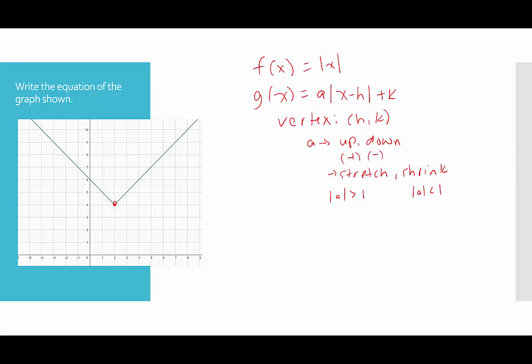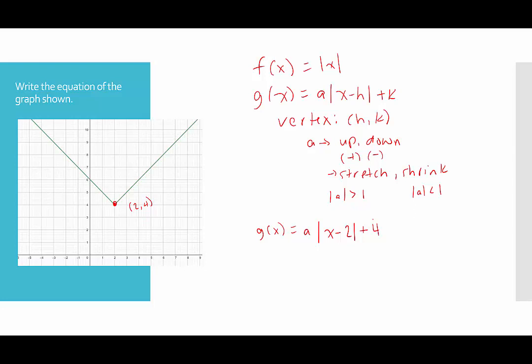So we know the vertex is right here, and it has the coordinates 2, 4. So we're off to a good start. We can say g of x equals a times the absolute value of x minus 2, right? When it's inside the absolute value, it's the opposite sign. When it's outside, it's the same sign. Now we need to determine whether a is 1 or something else. We know that it's going to be positive because we can see the graph and it's opening up.